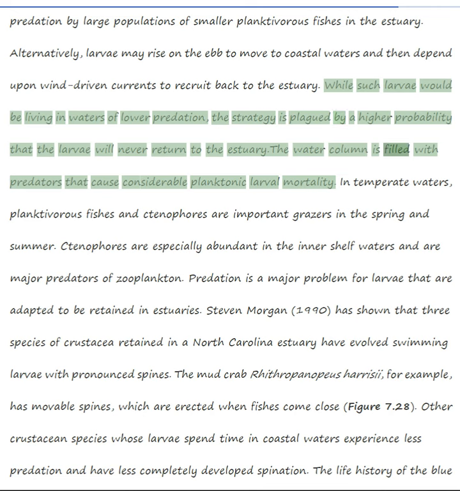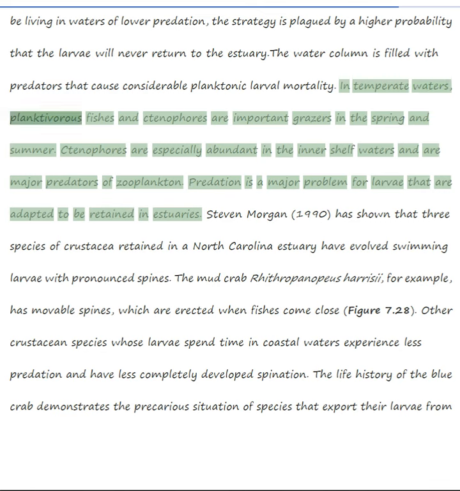The water column is filled with predators that cause considerable planktonic larval mortality. In temperate waters, planktivorous fishes and ctenophores are important grazers in the spring and summer. Ctenophores are especially abundant in the inner shelf waters and are major predators of zooplankton. Predation is a major problem for larvae that are adapted to be retained in estuaries.